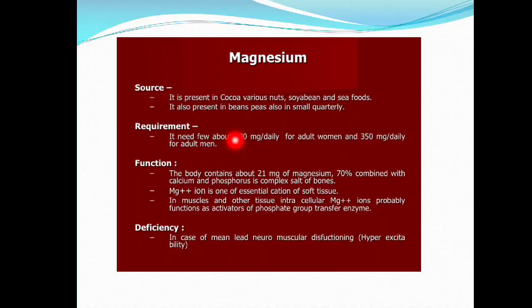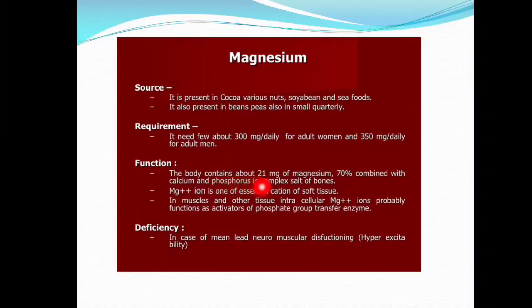So let us see what the sources of magnesium are. Magnesium is present in cocoa, various nuts, soybean and seafoods. It is also present in beans and peas in small quantity. Okay. What is the daily requirement? We need at least 300 milligram daily for adult women and 350 for adult men. That is the requirement. And the important thing is the function.